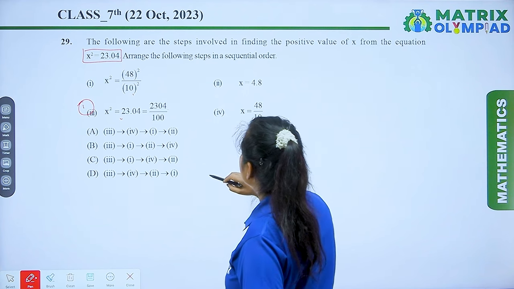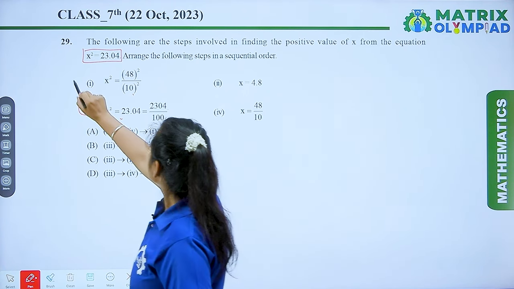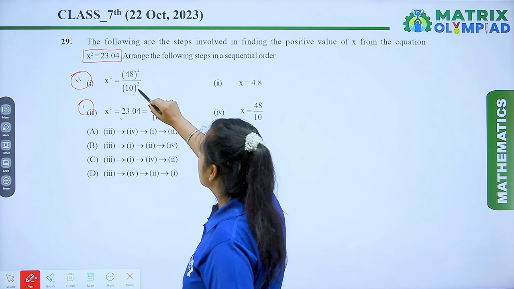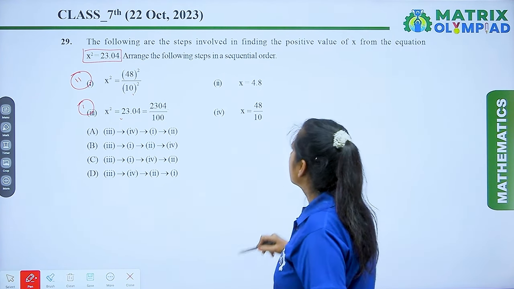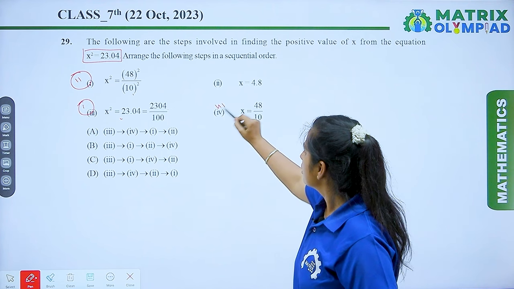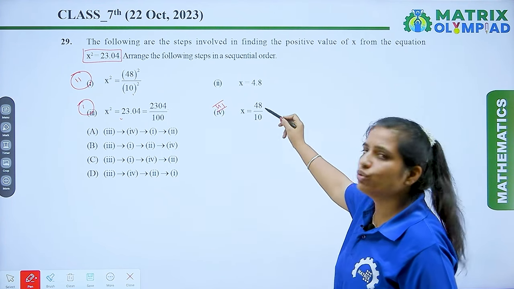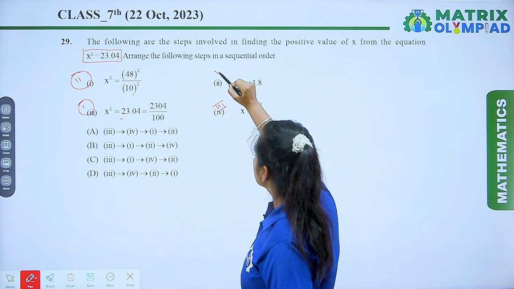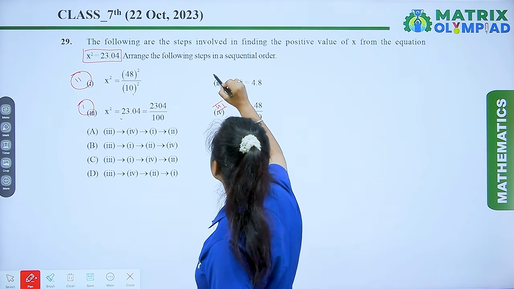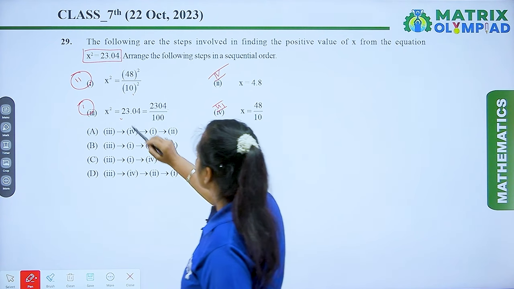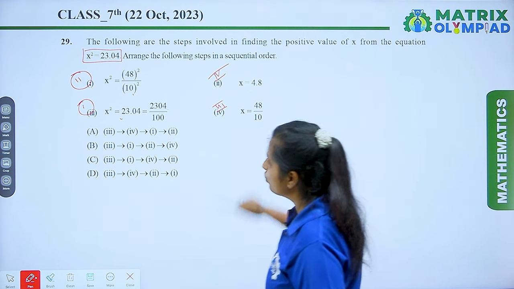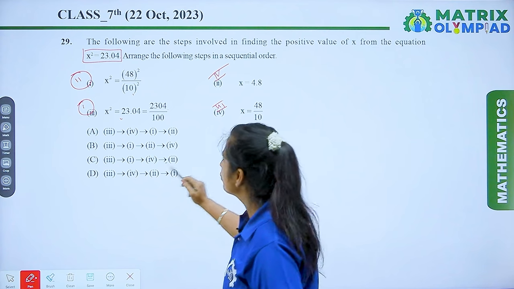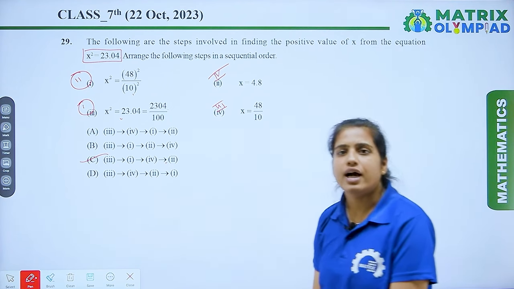Now the second step will be this: x square is equal to 48 square upon square of 10. After that, the third step will be this: x is equal to 48 upon 10, and the last one is 4.8. So here the sequence will be 3, 1, 4, 2. C is the correct answer.